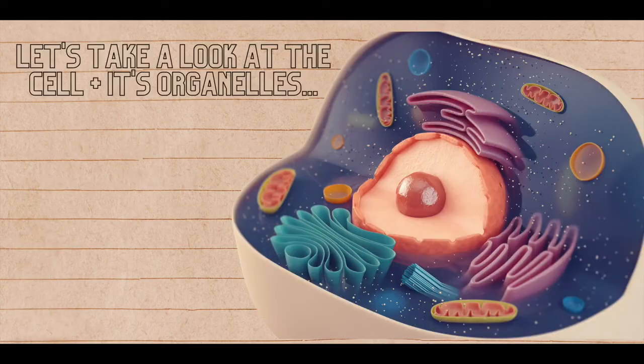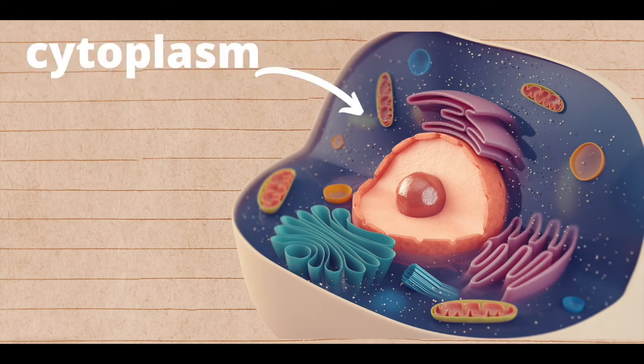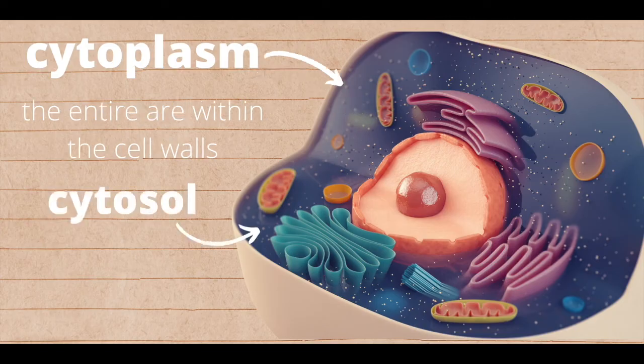Now let's look at the structures of a cell, in other words, the organelles in a cell, starting off with the cytoplasm. Your cytoplasm is everything that is within the cell walls. So all of the organelles within the cell walls and also the fluid that surrounds these organelles is all part of the cytoplasm. There's also something called the cytosol. Cytosol is the matrix, the jelly-like liquid substance that surrounds all of the organelles. So remember, cytoplasm and cytosol: your cytosol is a part of the cytoplasm.